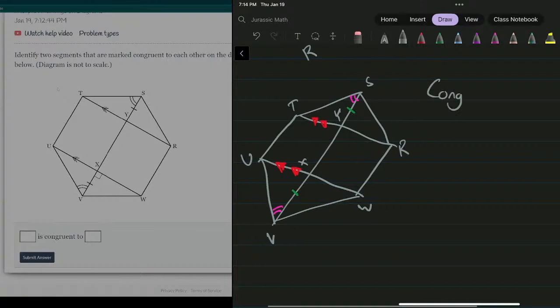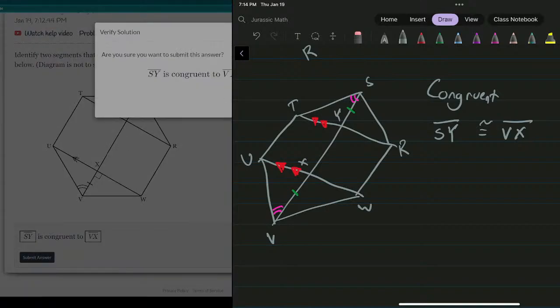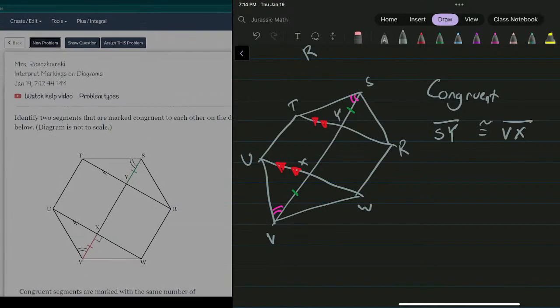So they want congruent. Well, congruent, we're looking for the hashes. And it says identify 2 segments. So we want the 2 green segments to say that they are congruent. Well, we have SY. And the other one, since I started with the pink angle, I'm going to start with the pink angle down here, VX. So if I type into Delta Math, SY, VX, I should get the answer correct. And there's another green check mark.